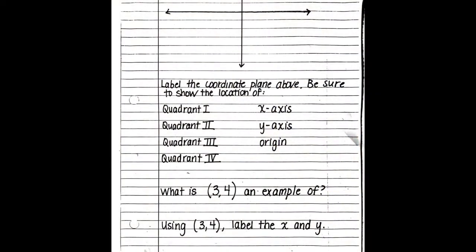All right, so we are ready for practice now. So if you look at this page, it says, label the coordinate plane above. Be sure to show the location of, and it gives us a bunch of different things. Well, I just talked about this, so it shouldn't be too bad for us to label them. All right, so quadrant 1, if you remember, I told you starts in the top right-hand corner. So right here, I'm going to put quadrant 1. And if you notice, the 1, 2, 3, and 4 are all written in Roman numerals.